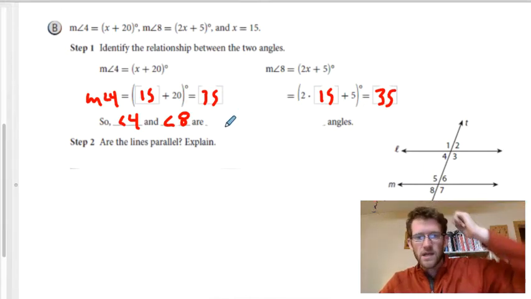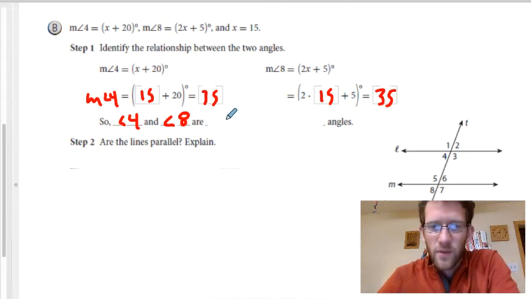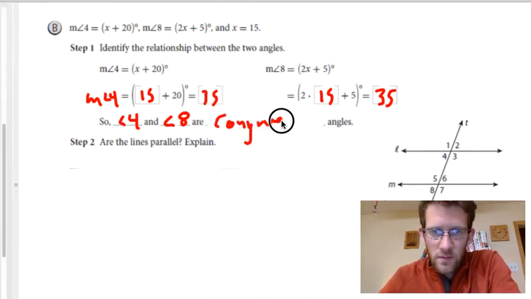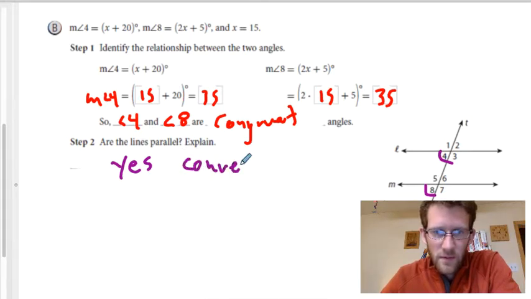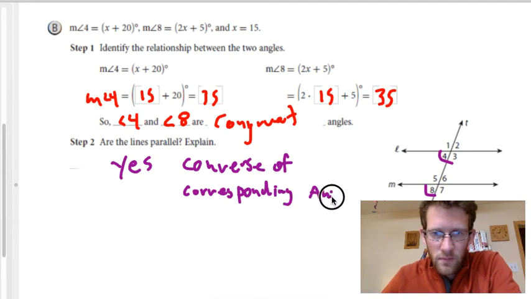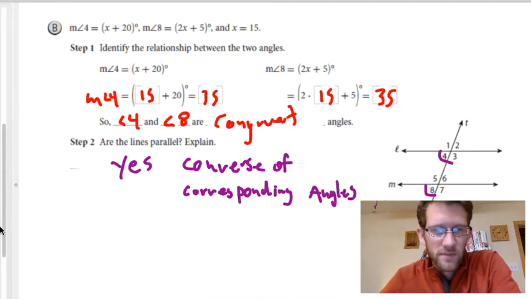Are they complementary? Are they supplementary, or are they congruent? In this case, since they have the same angle measurement, 8 and 4 are congruent angles. So are the lines parallel? Yes, they are. How do we know? Yes, these lines are parallel because angle 4 is congruent to angle 8. And that is the corresponding angles theorem, or the converse, sorry, of corresponding, converse of the corresponding angles theorem.